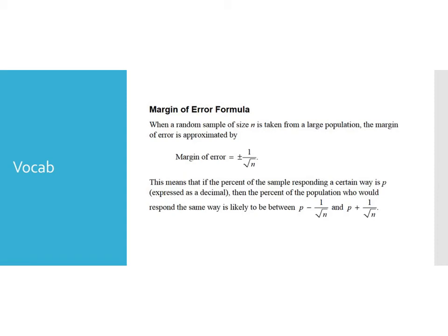To find the margin of error, we're going to take 1 over the square root of n, and n is your sample size. Okay, and we do a plus or minus because you can be over or under what you're projecting. So if you are projecting a certain population, P, it would be P minus 1 over the square root of n, and P plus 1 over the square root of n would be the range of possibilities that you would expect something to fall within.